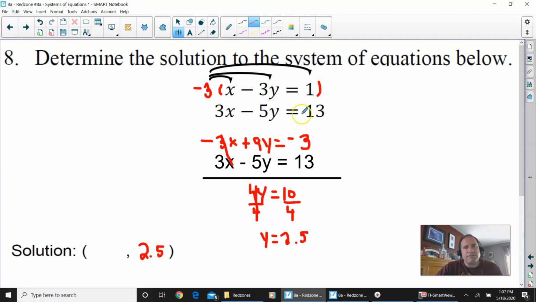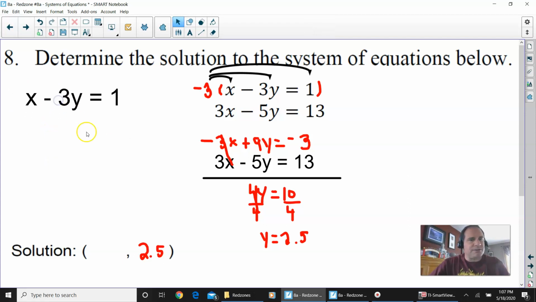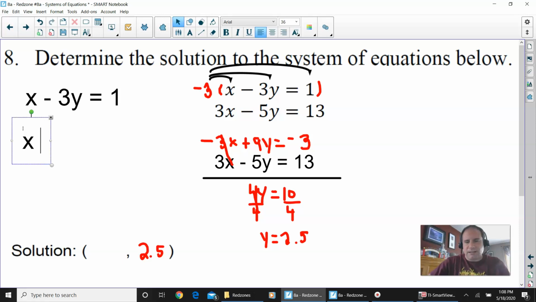I'm going to pick one of these equations to substitute in that y. So I'm going to pick the first equation, because it just looks a little bit easier to me. You could pick the second equation if you want. And I am going to substitute that 2.5 in right here. So when I write it down again, I am going to use parentheses, always using parentheses when I substitute.